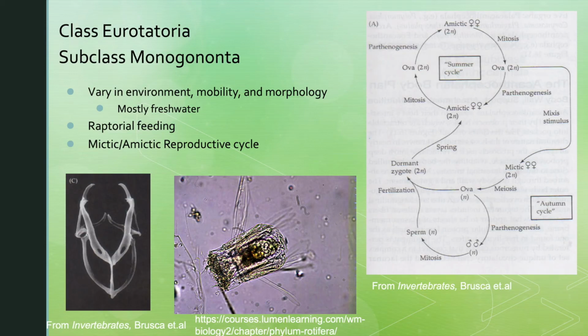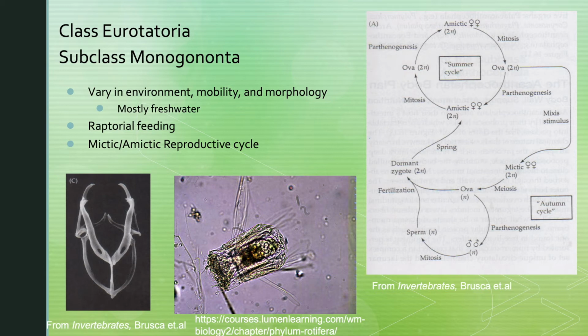The class that we're going to be going over is Eurotatoria and the subclass Monogononta. Between the species found in the subclass, there is a bit of variation in the environment that they're found in, the locomotion that they exhibit, and the morphology of their mastax and trophi.